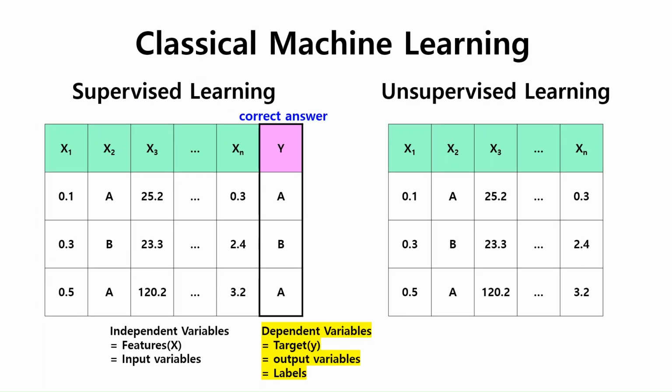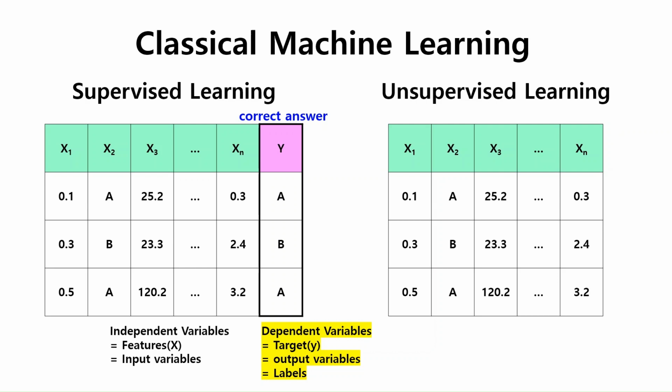Let's start by looking at a basic table to understand the difference. On the left, we have supervised learning. Here, you can see that we have multiple input features, labeled as X1, X2, X3, all the way to Xn. But notice something important. We also have a column labeled Y, highlighted in pink.